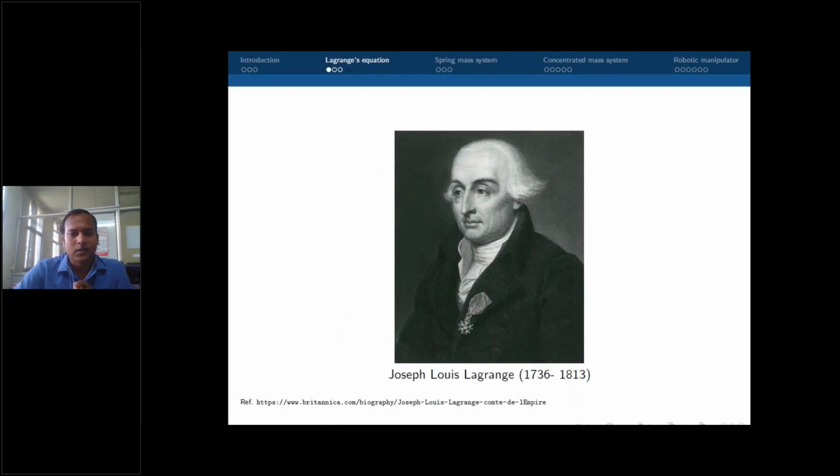This is J.L. Lagrange, who was born in Italy and died in Paris, France. He is known as a great French mathematician who has given us the Lagrange equation.